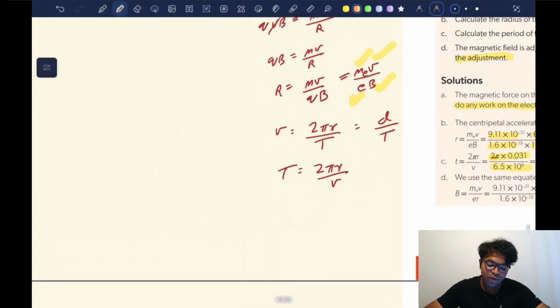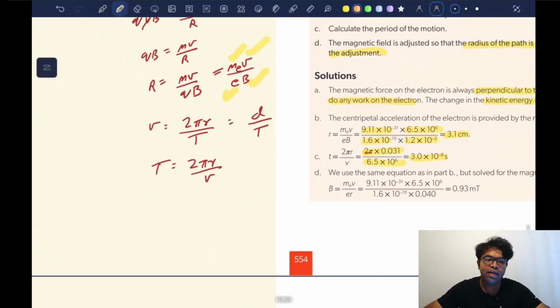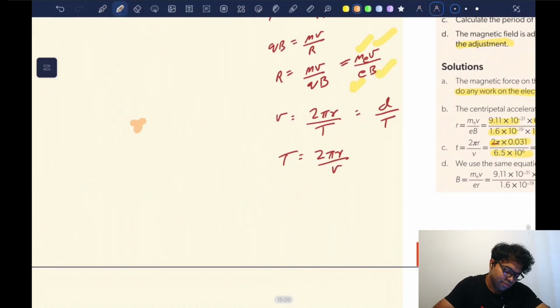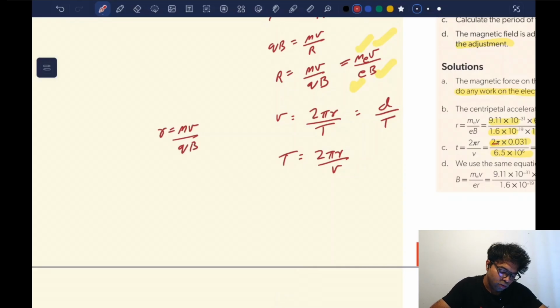Okay, so we know that basically radius is equal to mv upon qB. So the radius is now 4 centimeters. That is 0.04 meters. So the magnetic field is equal to mv upon rq. We know the mass, we know the velocity, we know the radius, and we know the charge.